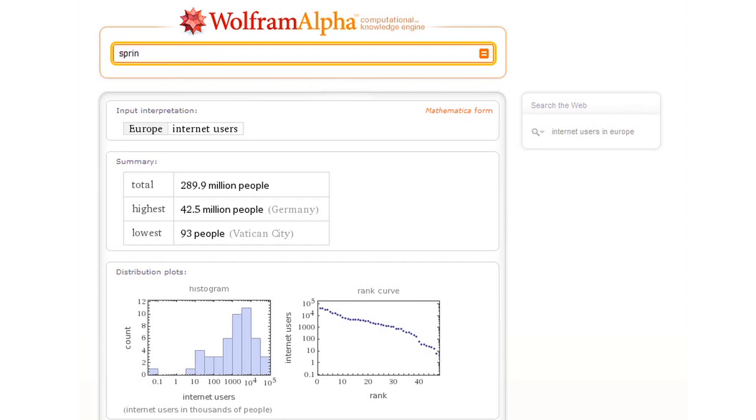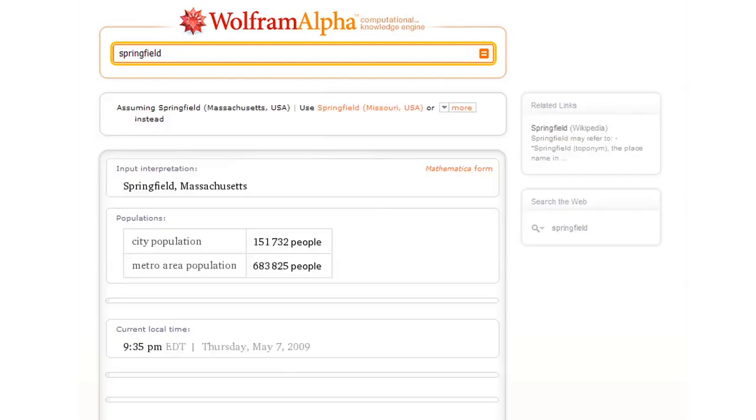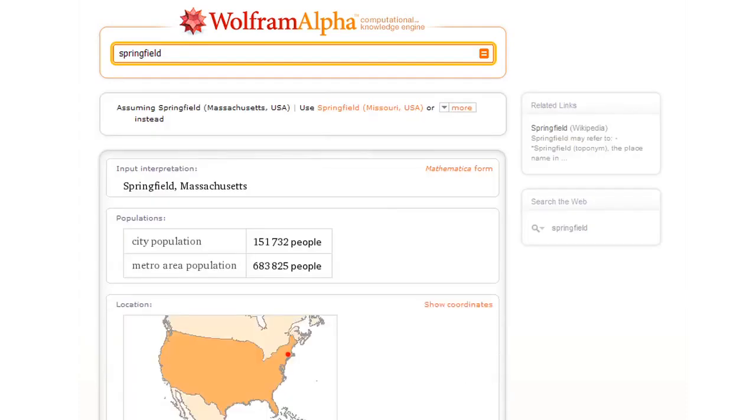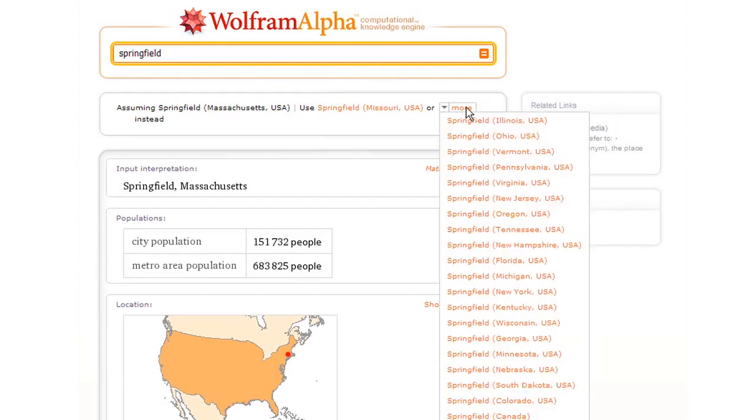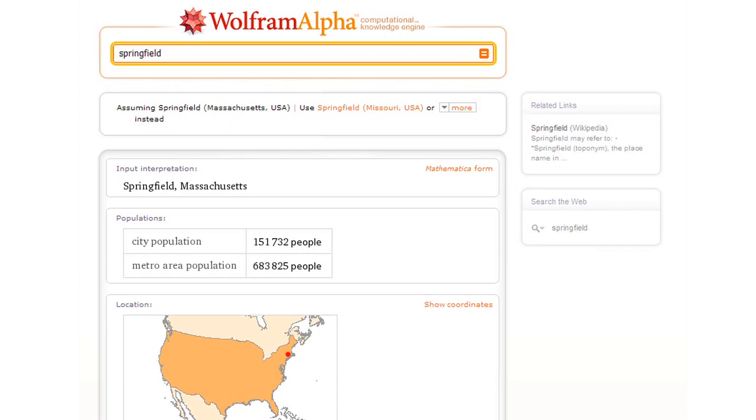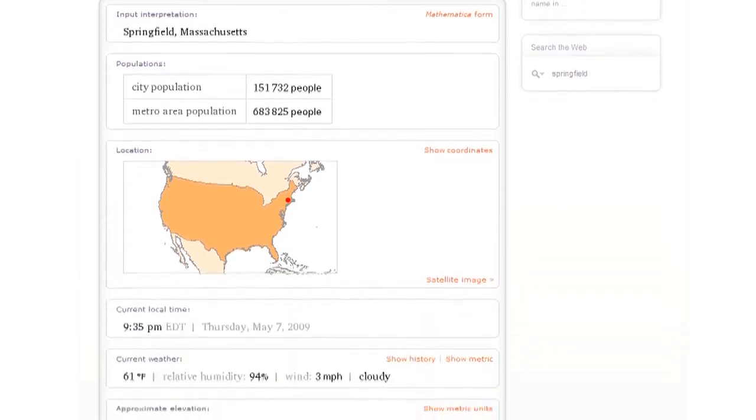Let's ask about Springfield. Well, there are lots of Springfields in the world, but Wolfram Alpha knows from GeoIP, from the internet address it sees for me, that I happen to be in Massachusetts right now. So it assumes that I mean the Springfield that's in Massachusetts. Of course, I could pick one of the others, too. But here it's giving me all sorts of information about Springfield, Massachusetts, like what cities it's near, and I could always drill down and see more if I'd like.